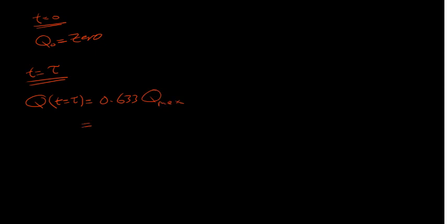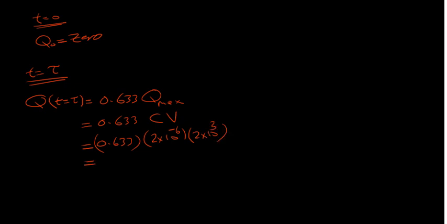Now, maximum charge can be calculated by C times V, and that will give me 0.633. The capacitance is 2 micro, and the voltage is 2000, so we can say 10 to the power 3, and from here we can see it is 2.5 times 10 to the power minus 3 coulomb. That will be the charge stored in the capacitor after the first time constant.